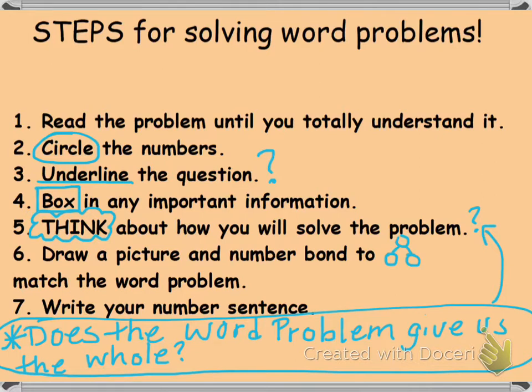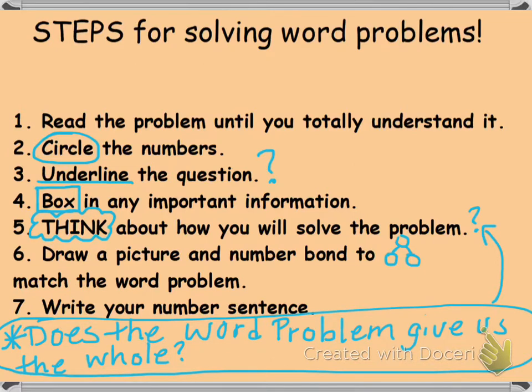The next step is we have to box any important information, any important words, anything that we think would help us solve the word problem. Remember, we're being number detectives. So that means anything in the word problem that can help us, we need to make sure that we are boxing it in so we can use it later.